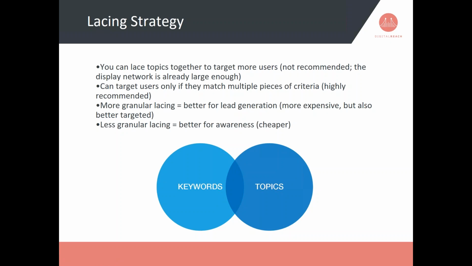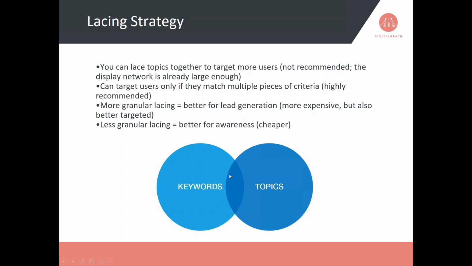Remarketing is good just on its own, but with the other forms, keywords, topics, in-market audiences, etc., we can force the users to match multiple pieces of criteria. So rather than target everyone in this keyword and everyone in this topic, we can target only the users that match both. It narrows the list a lot.